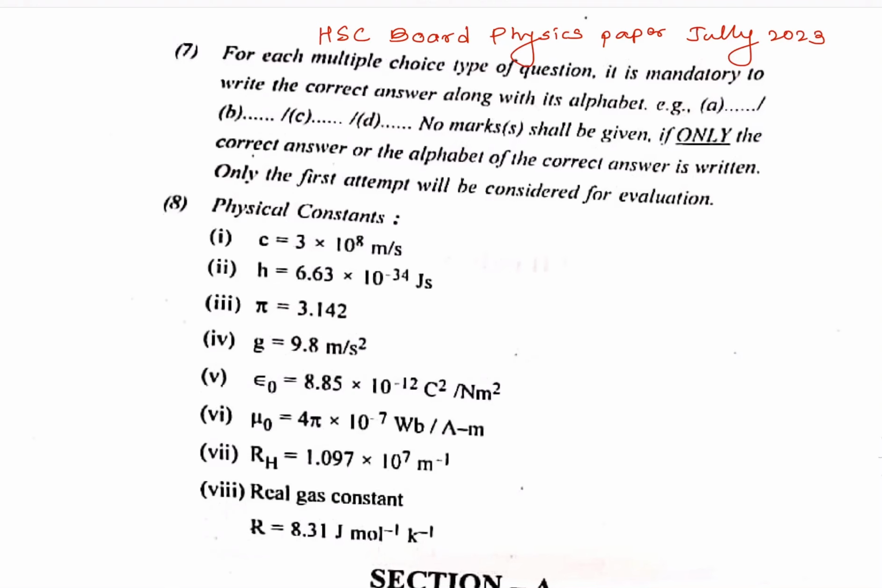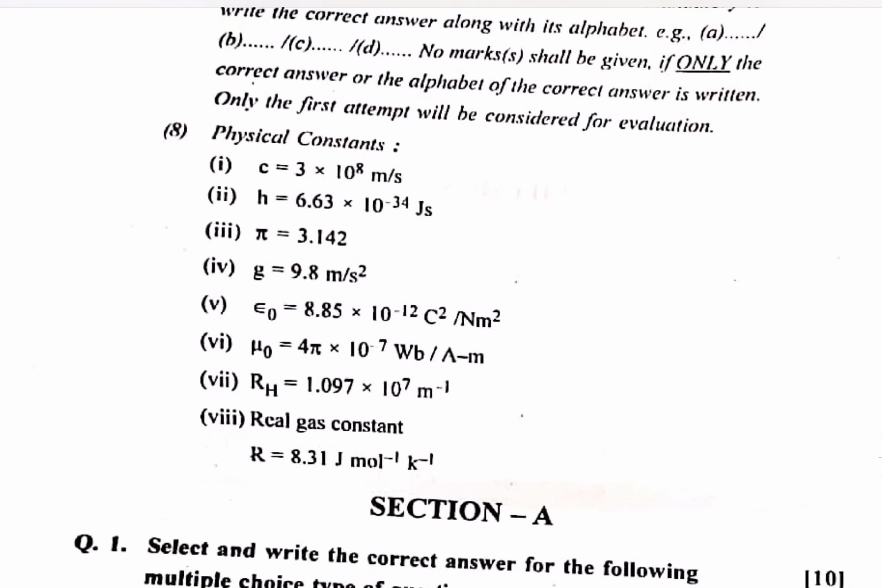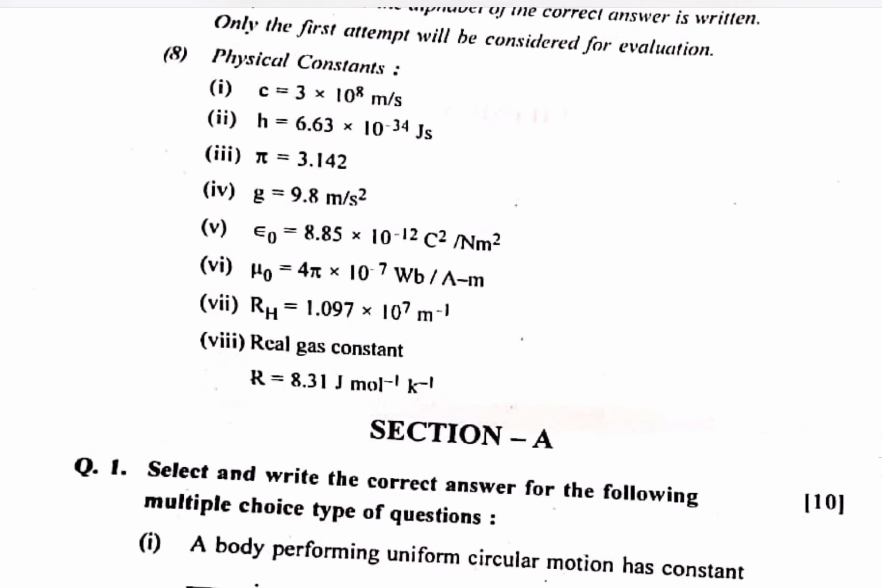Hello student, we discuss the HSC Board physics paper, July 23. So it's today's paper that we have to discuss. Now we start with Section A. Before starting Section A, remember these are the physical constants given in the paper. These constants we have to use in solving problems.